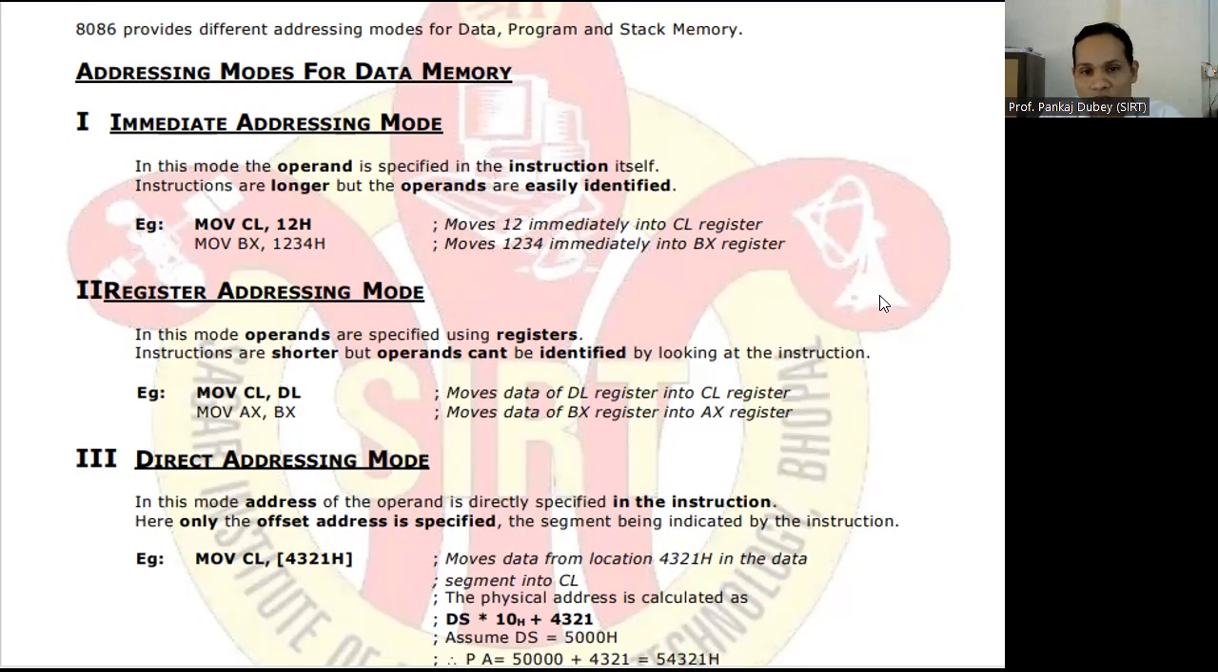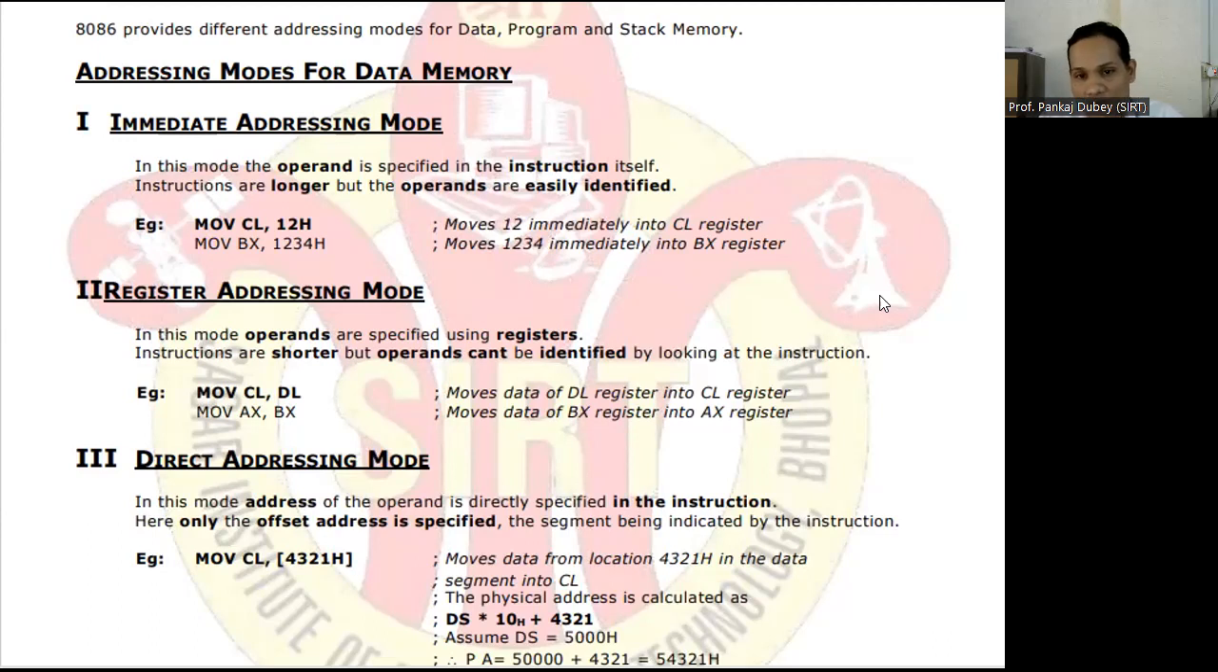Now the first example, MOV CL, DL. CL is an 8-bit register and DL is also an 8-bit register. So it moves the data of the DL register into the CL register. The DL register carries 8 bits of data, and the CL register also carries 8 bits of data. So the 8-bit data of the DL register is transferred into the CL register.